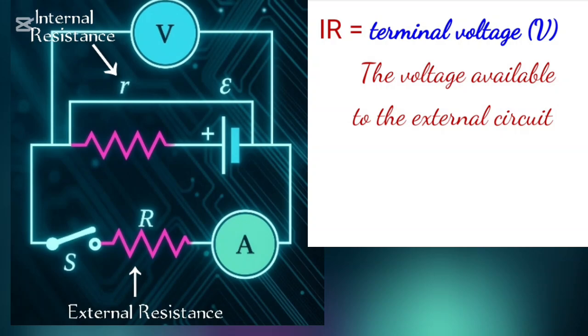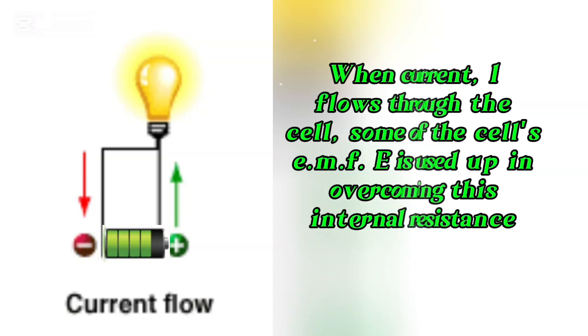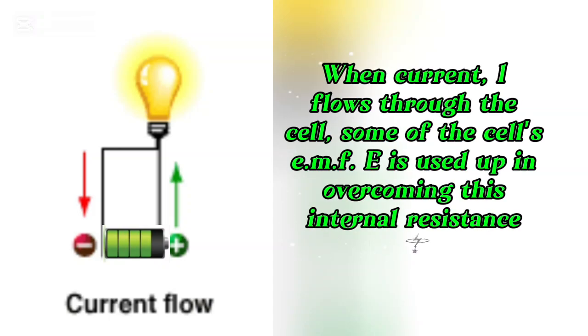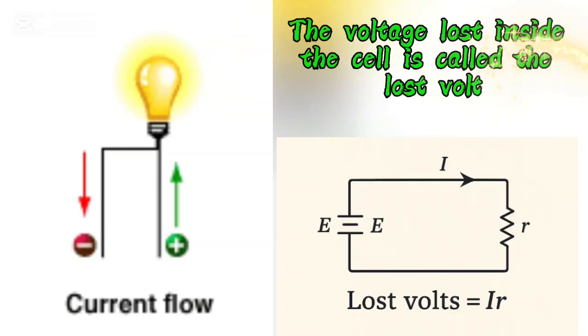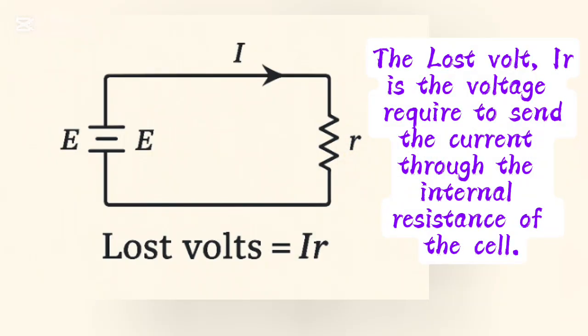IR is the terminal voltage V, the voltage available to the external circuit, the useful voltage. Ir is the lost volt, small v, the voltage drop inside the cell due to its internal resistance. When current I flows through the cell, some of the cell's EMF E is used up in overcoming this internal resistance. The voltage lost inside the cell is called the lost volt and is equal to Ir. The lost volt is the voltage required to send the current through the internal resistance of the cell.